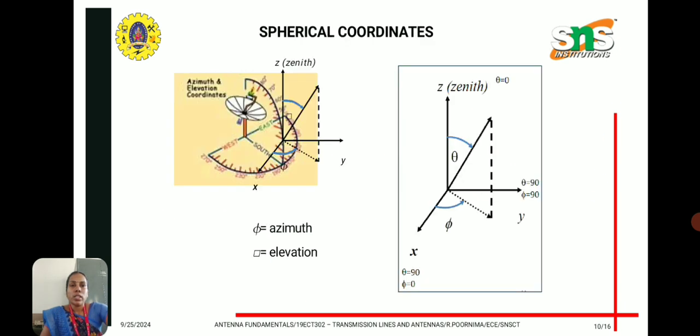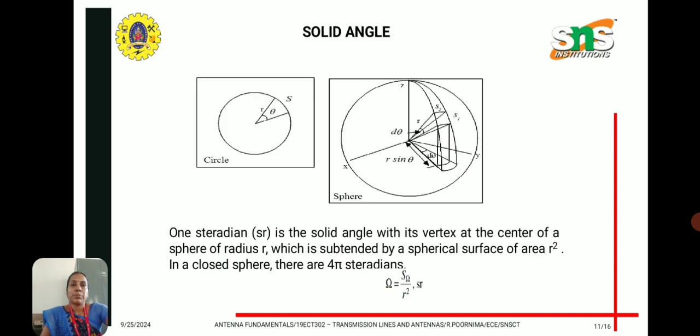Spherical coordinates. The spherical coordinate system is used for analyzing the antenna structure, where phi is the azimuthal angle and theta is used for elevation. As shown in this diagram, there are three parameters: r, theta, and phi.